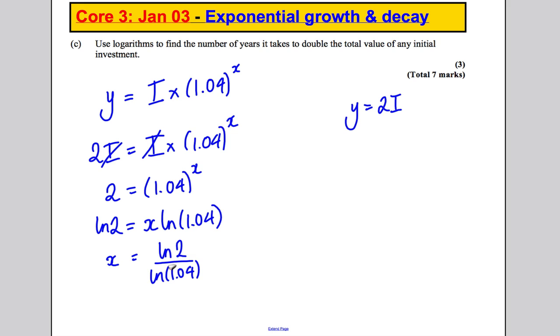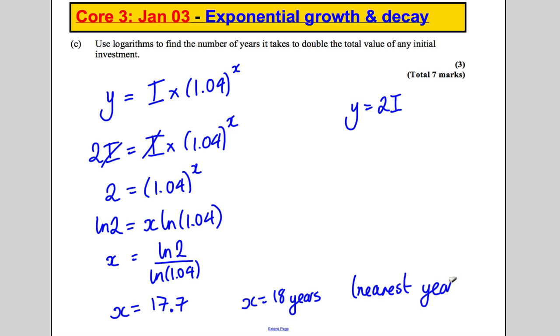So we type in our calculator ln 2 divided by ln 1.04, and we get ourselves 17.7 years. So x is 17.7 years, or you might say x is 18 years to the nearest year. And we're done. We have our 7 marks.